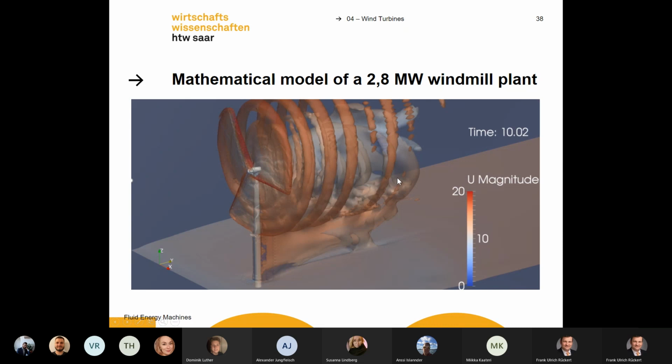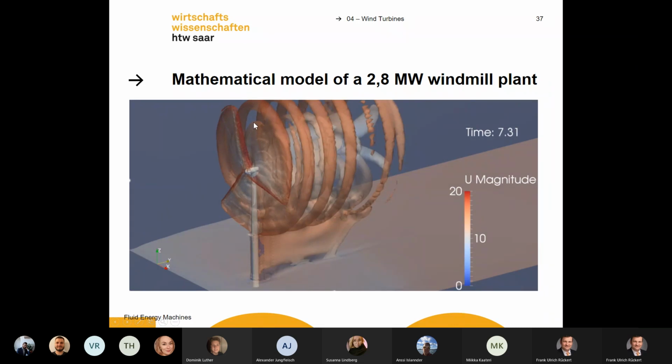And what we did, we also measured these swirls, and we measured them with a small airplane that we flew through the windmill, and then we get some information on the swirls.